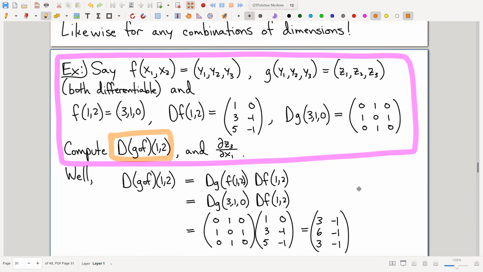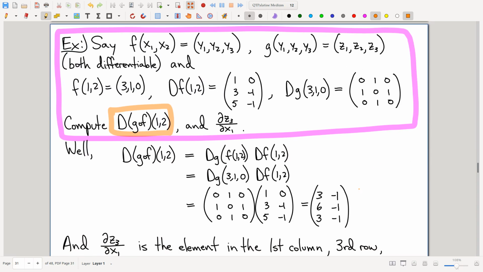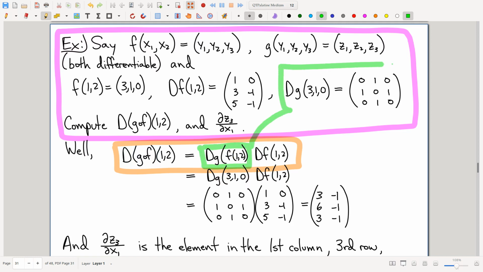Okay, so with that in mind, when we write down the multivariable chain rule, and here you go, that's just a recopy from the previous page. As, of course, we must, the dg has to be evaluated at the point f of 1, 2. Not 1, 2. f of 1, 2. And with that in mind, I've got to look at the dg matrix that I have. Here's the dg matrix that I want. Here's the dg matrix that I have.